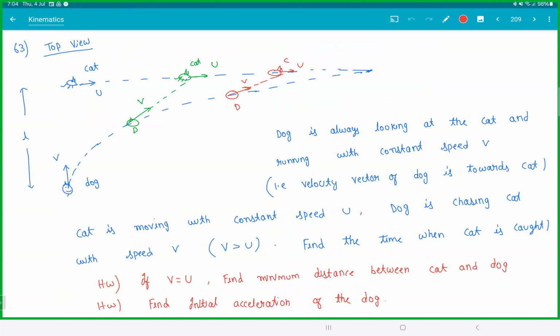Did everyone try the homework problem? Any answers? Vihan forgot the homework problem. You tried? Forgot. I tried. Anyone got the answer for the first one? The minimum distance between cat and dog?